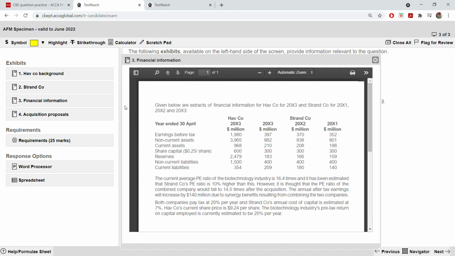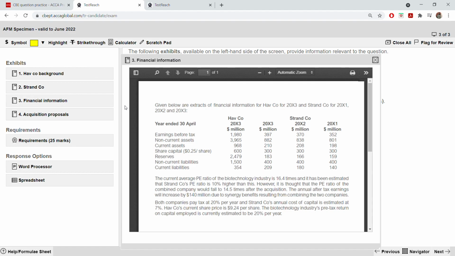As you can see, for the 3 years we have Strength company's earnings before tax, non-current assets, current assets, share capital, reserves, non-current liabilities, and current liabilities. And for Have, we only have for 2003. They have given it for the 3 years for you to find the average.